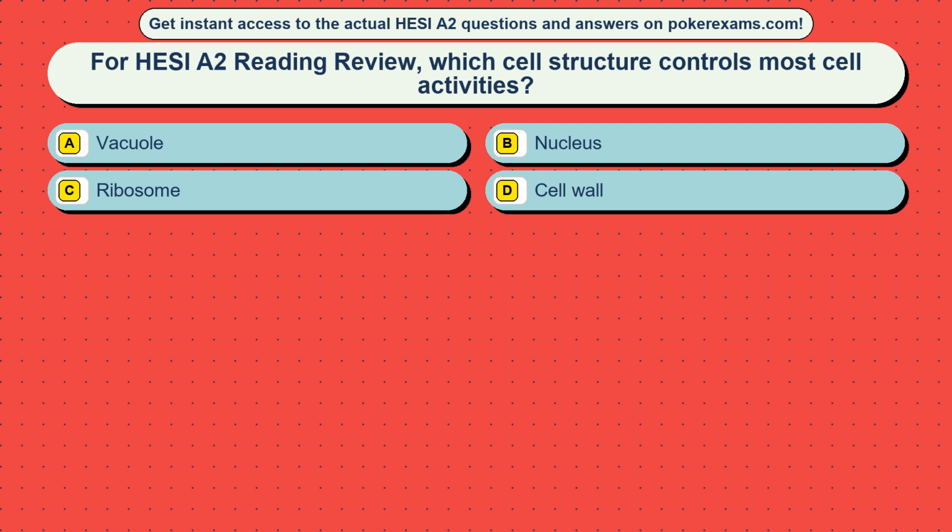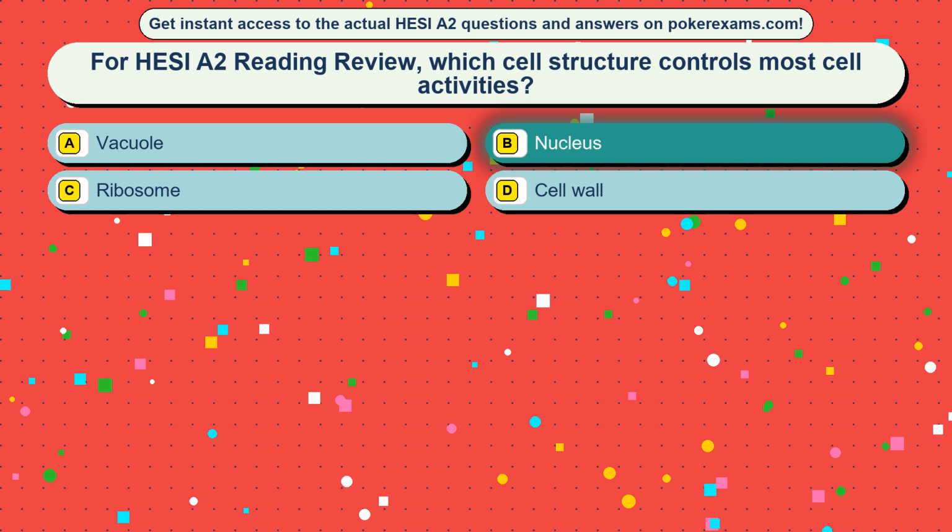Question 32. For HESI A2 reading review, which cell structure controls most cell activities? Option A, vacuole. Option B, nucleus. Option C, ribosome. Option D, cell wall. The correct answer is option B, nucleus.